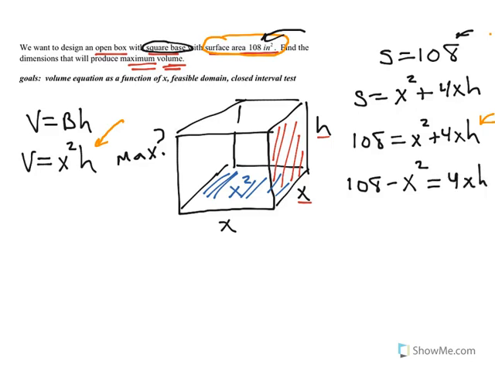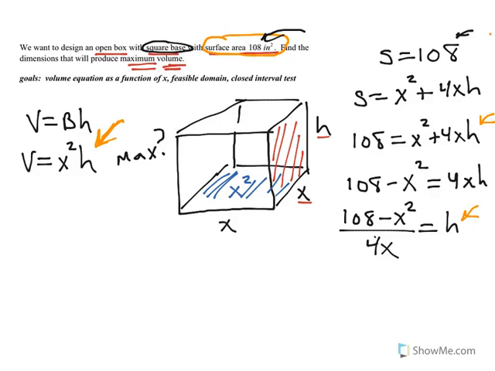And then divide by 4x. So h, let's clean that up a little bit. So h is going to be 108 minus x squared, all divided by 4x. So this definition for h can be substituted into h in our volume equation.